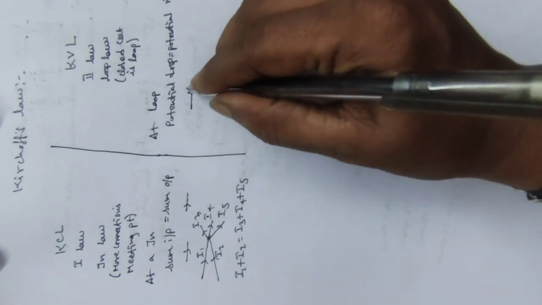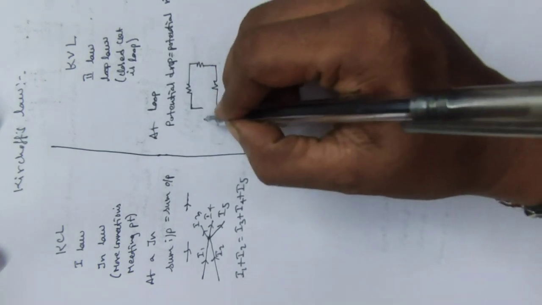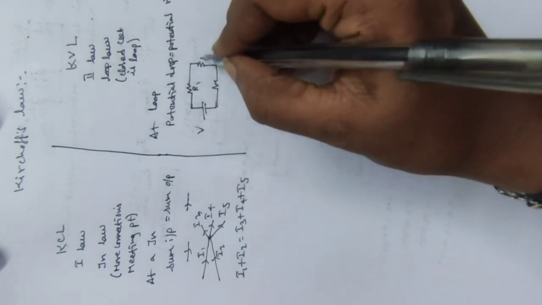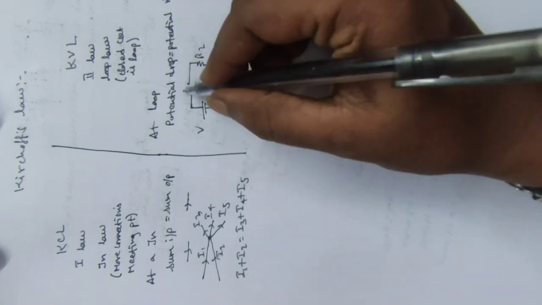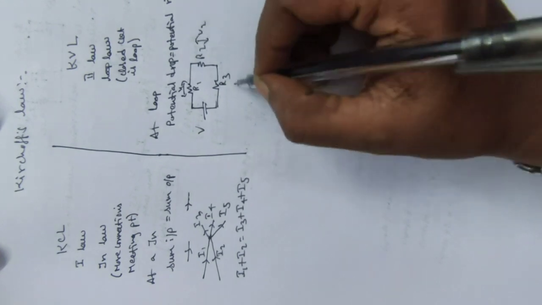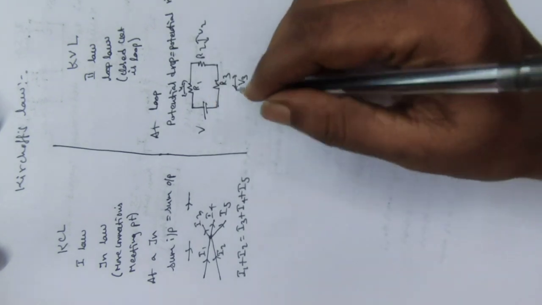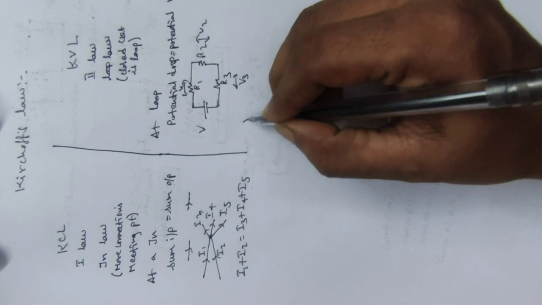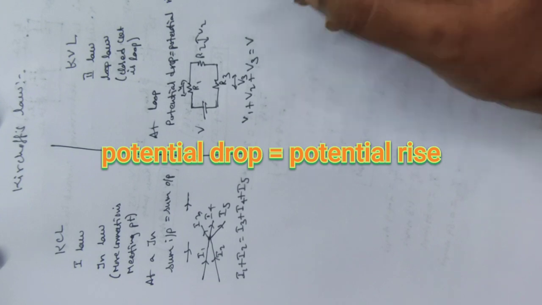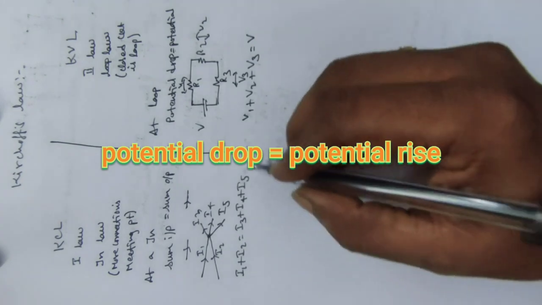As an example, if you have a loop like this with R1, R2 and R3, and the voltage across these resistances I am naming V1, V2 and V3. According to this statement, the algebraic sum of voltage drops across individual resistances, that is V1 plus V2 plus V3, is equal to the source voltage V. So this is the statement of Kirchoff's voltage law.